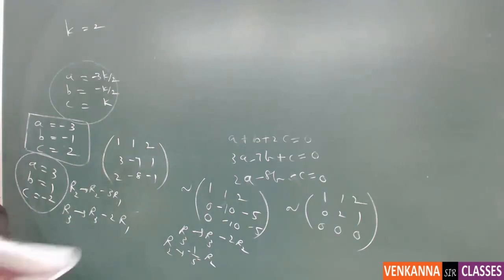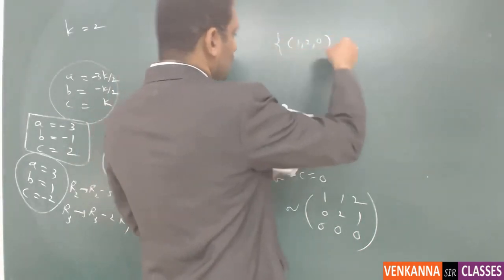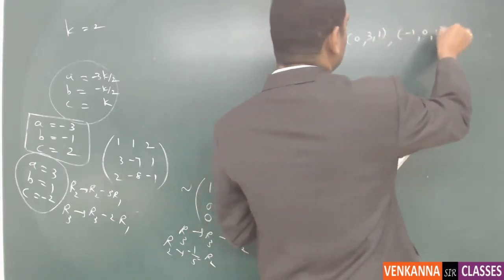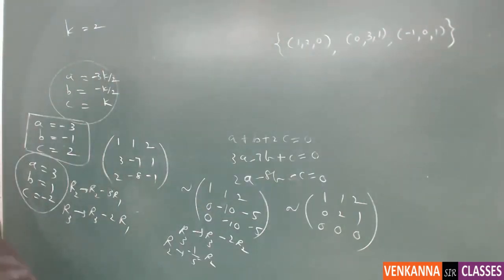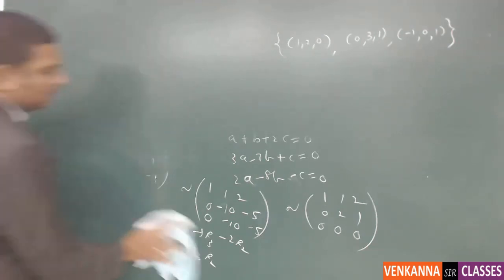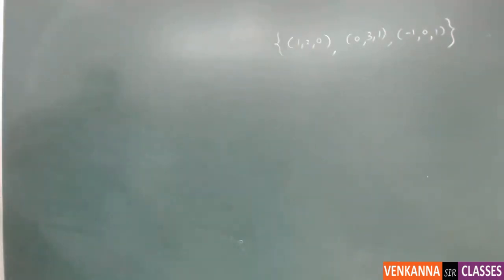So the set of vectors I am giving to you are 1, 2, 0, 0, 3, 1, minus 1, 0, 1. So are they linearly dependent or independent? You please check and tell. Take a minute of time and solve it. If anybody has any doubt with regard to the approach, you can ask. I will give the hint for you.